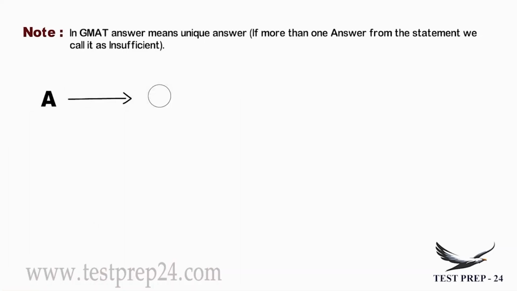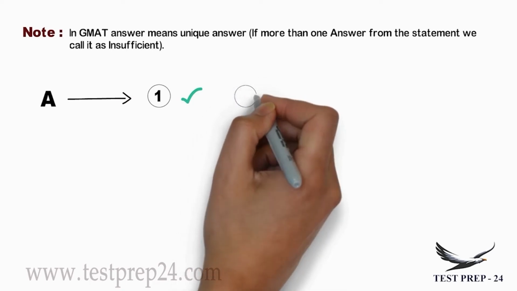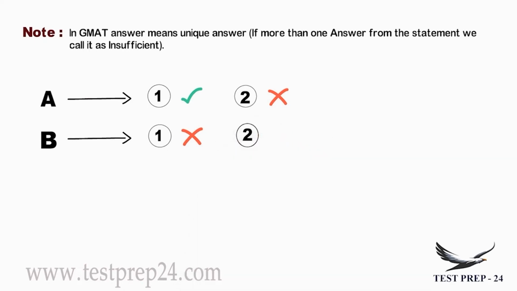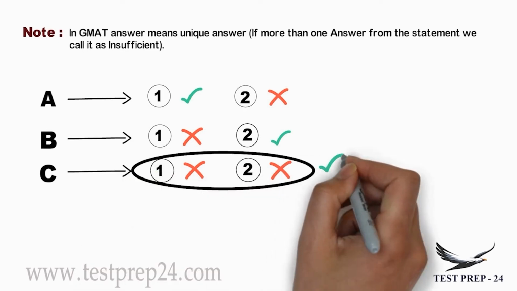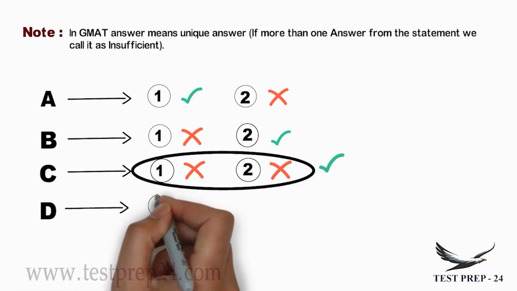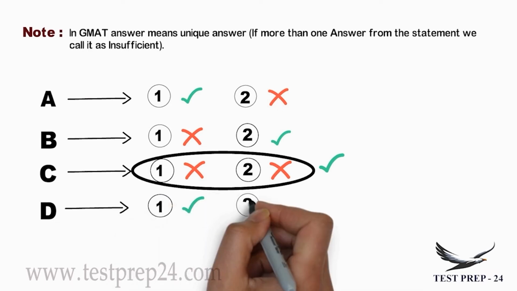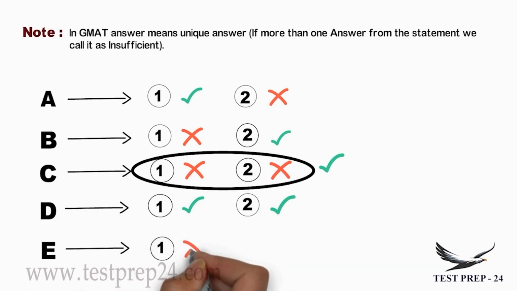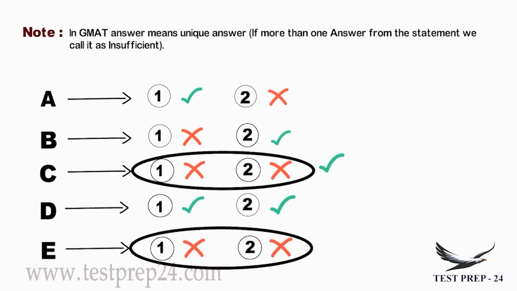Now I'm showing the options in a detailed way. If you choose option A, statement 1 is sufficient and statement 2 is insufficient. If you choose option B, statement 1 is not sufficient and statement 2 is sufficient. Option C says statement 1 is not sufficient and statement 2 is not sufficient, but if together they are sufficient, then your option will be C. In option D, statement 1 alone is sufficient or statement 2 alone is sufficient, then your answer will be D. And if statement 1 alone is insufficient, statement 2 alone is insufficient, and if you combine them and it's again insufficient, then you can go for option E.